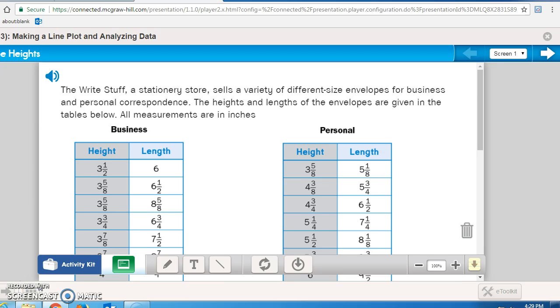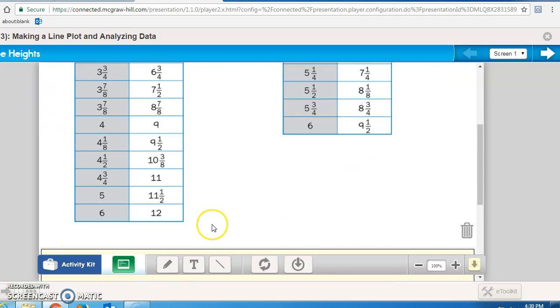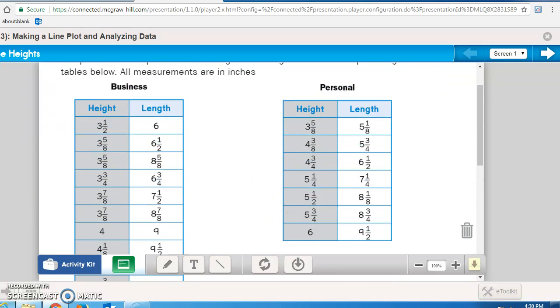Next, open up your math journal to Math Journal pages 286 and 287. Read this to yourself as I read it out loud. It says, The Right Stuff, a stationery store, sells a variety of different size envelopes for businesses and personal correspondence. The heights and lengths of the envelopes are given in the tables below. All measurements are in inches. So you should be looking at this on Math Journal page 286, and you should be looking at pretty much the same table that you're seeing here.